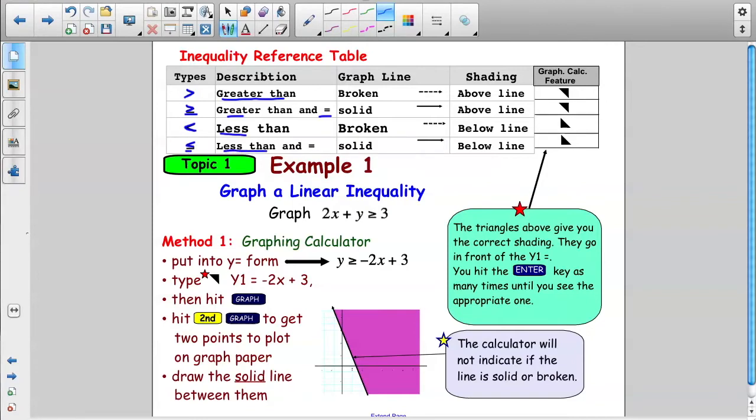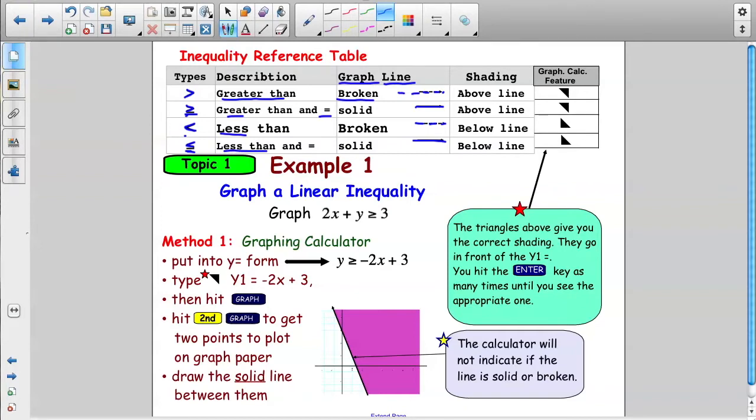All right, so when you go to graph these lines, remember that the ones with no line on the bottom, see this is greater than, it's broken, so we have a broken line, and this is less than, see there's no line there. So that's a broken line. And the ones with the equal to, the greater than or equal to, is a solid line. So just remember that when you graph.